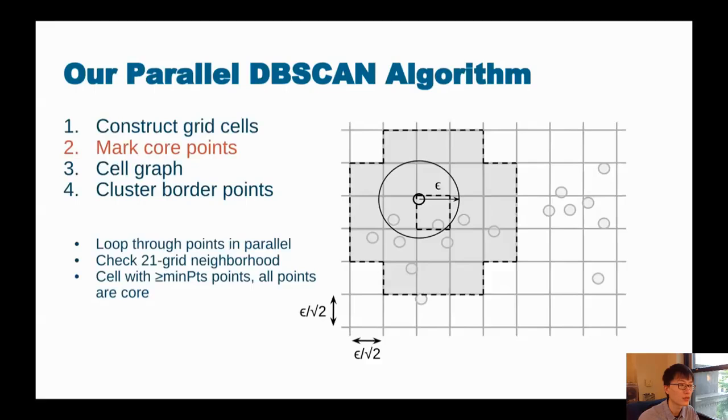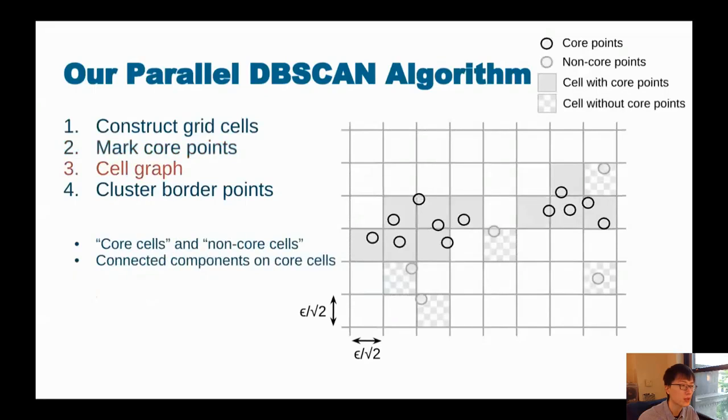And the advantage of the grid data structure is that when a cell becomes very dense, when it has more than n points, we're able to instantly determine that every point must be a core point. We have all the core points.